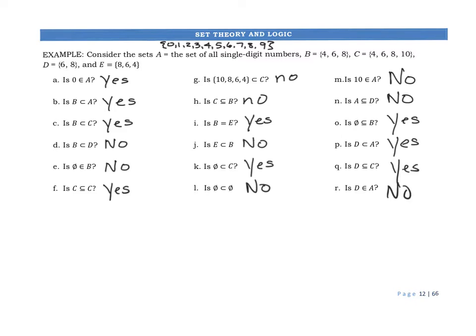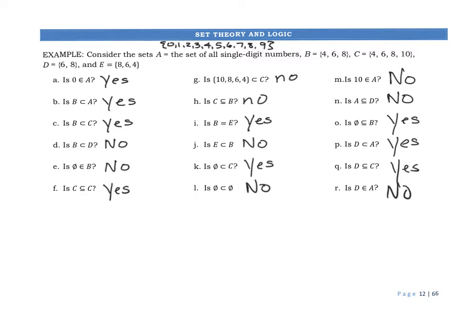So 0 is an element of A. On B, they're asking if it's a proper subset of A. 4 is there, 6 is there, 8 is in A. All of those elements are in set A and they're not equal, so yes. And then they ask on C, is B a proper subset of set C? Well, yes, because you'll notice that 4, 6, and 8, all those elements are found in set C, and B and C are not equal to each other, so yes, it's a proper subset.